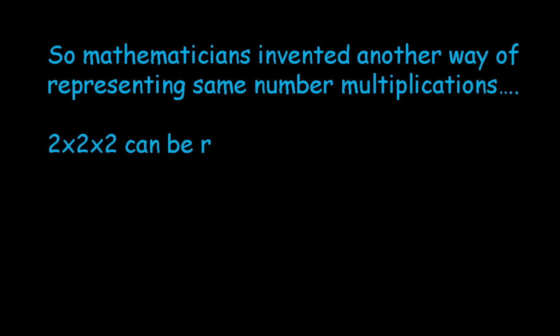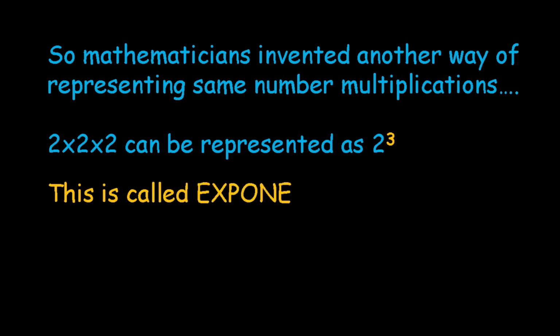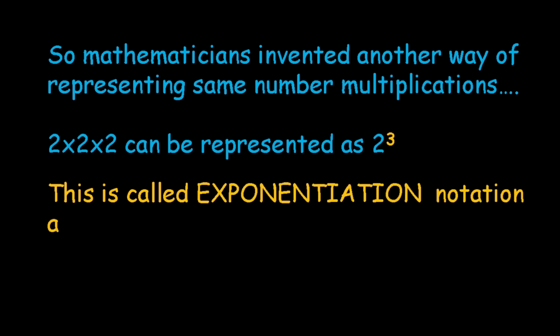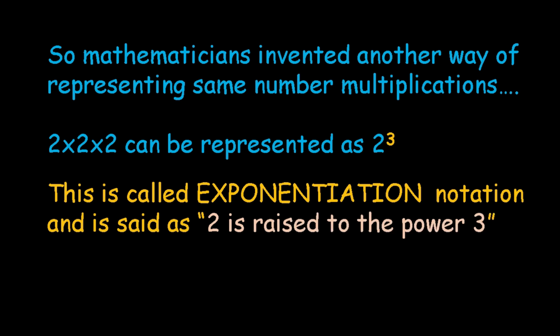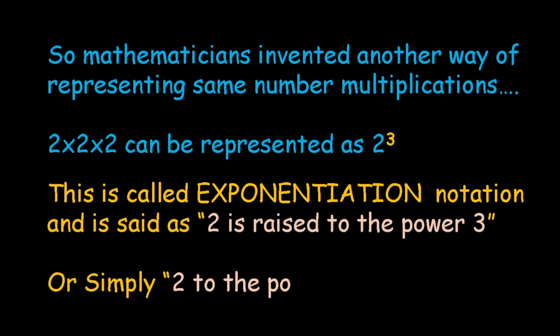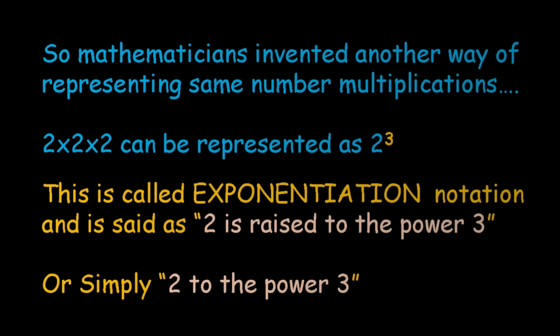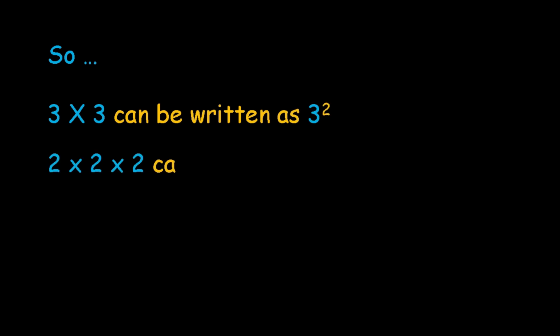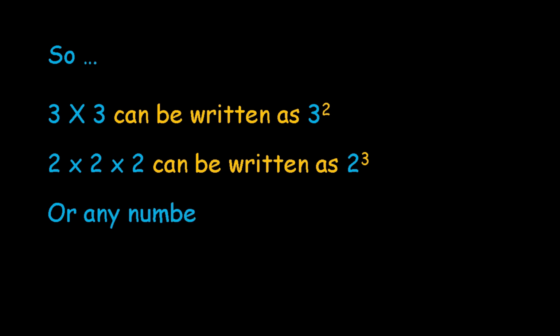2 times 2 times 2 can be represented as 2 with a 3 on the top. This is called exponentiation notation and is said as 2 is raised to the power 3, or simply 2 to the power 3. So 3 times 3 can be written as 3 to the power 2. 2 times 2 times 2 can be written as 2 to the power 3.